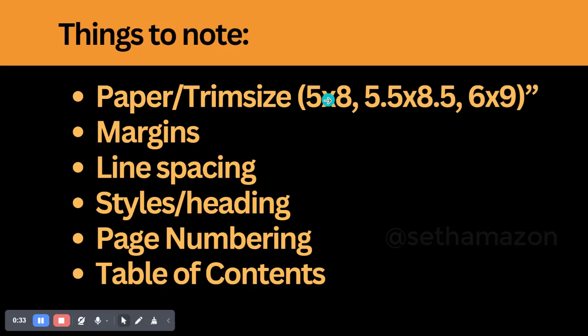So before you start formatting, there are a few things you ought to know about. These are the major aspects of every formatted book. There are so many others, but for the basics and the foundation, these are the things you ought to note. Number one is paper or trim size.